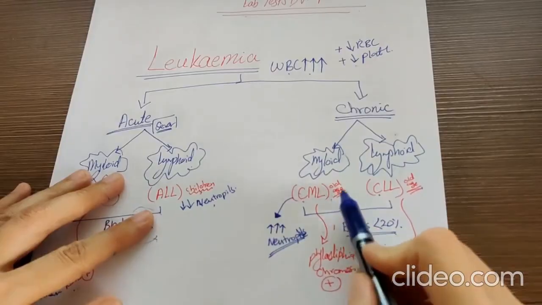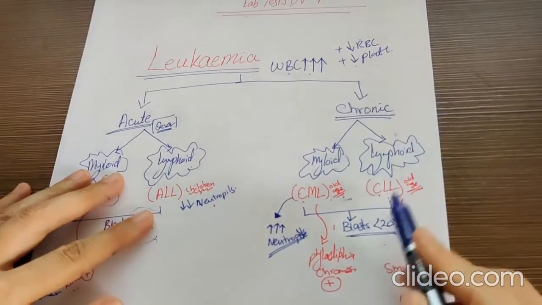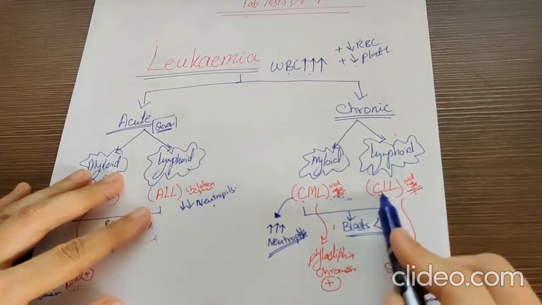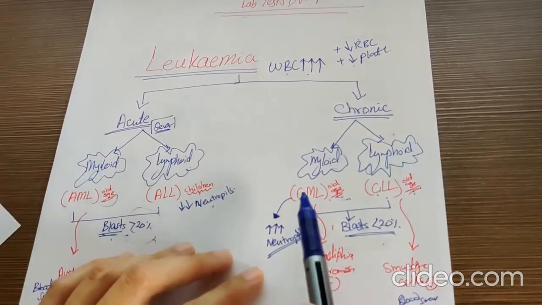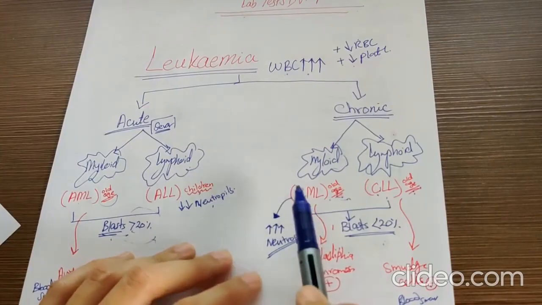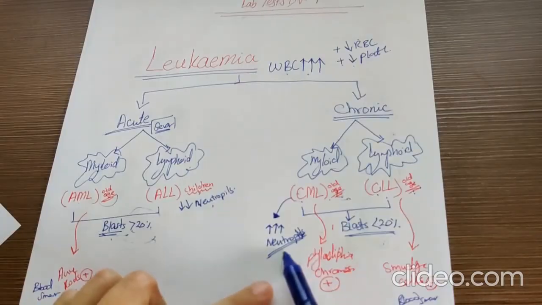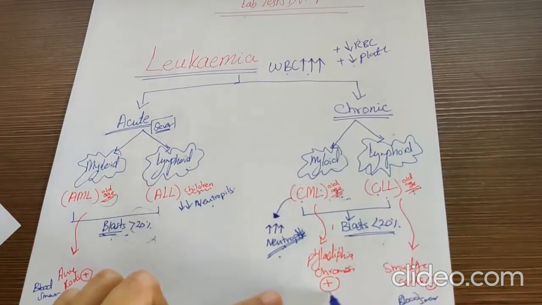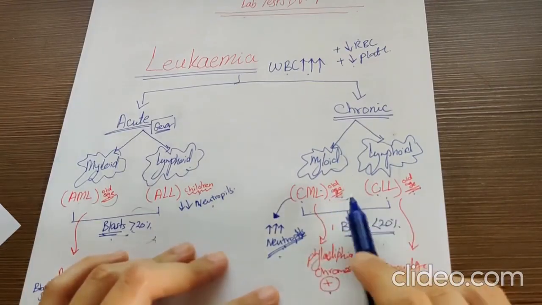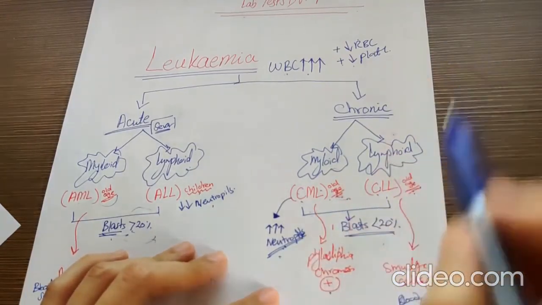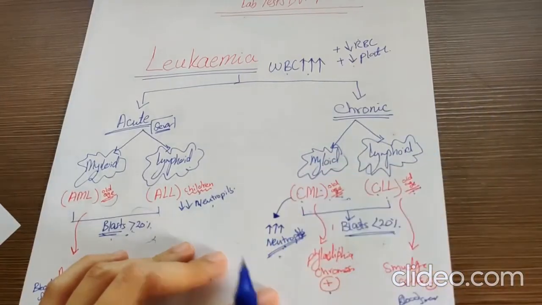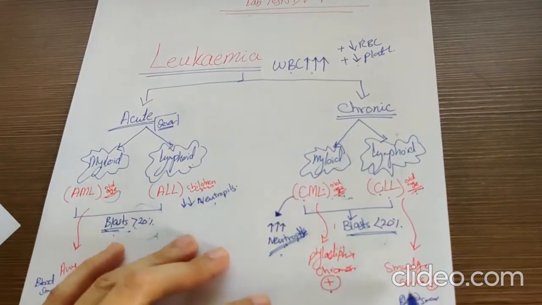Number two, CML happens in old age. Also CLL happens in old age, so both of them are in old age. What else? In CML, we will find total WBC is high and the neutrophils are very high. What else? You will find the positive Philadelphia chromosome in CML patients. But in the CLL patient, if you take the sample and put it under the microscope for the peripheral blood smear, you will find smudge cells.